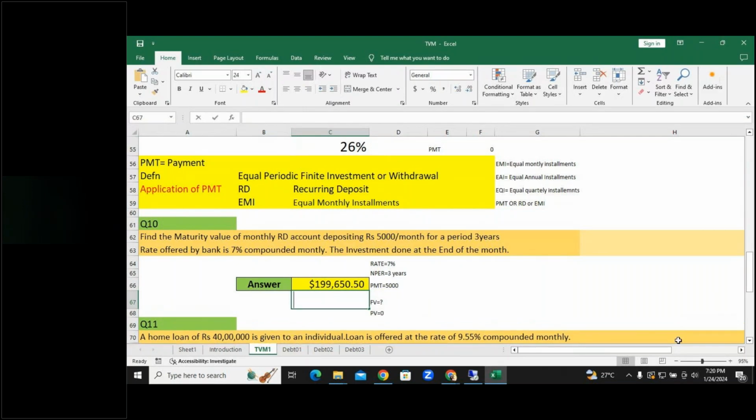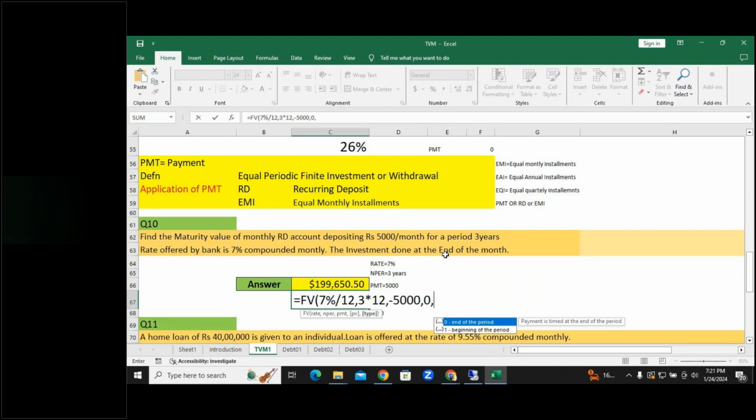And give equals FV, open the bracket, rate is 7%, and what they are telling, it is being paid for every month. That is, monthly we are paying it, so it is divided by 12, comma, NPER. NPER is for 3 years. So 3 multiplied by 12, comma, PMT is every month how much I am paying. So I am paying minus 5,000 rupees, comma, present value is 0, comma, I wanted to check it for end of the period. Close the bracket.